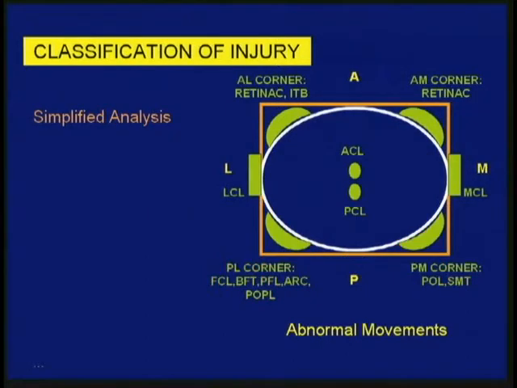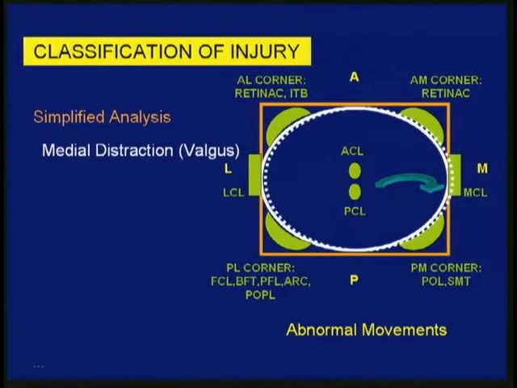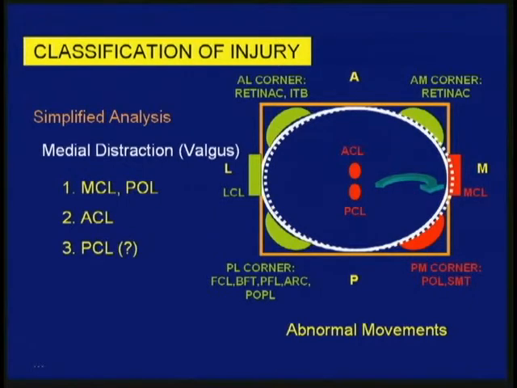The third is medial distraction, or valgus injury. We've already talked about it, three stages of injury. The first are the primary restraints, which are the medial supporting structures. Then the secondary restraint, which is the anterior cruciate ligament, and then possibly tearing of the posterior cruciate ligament.